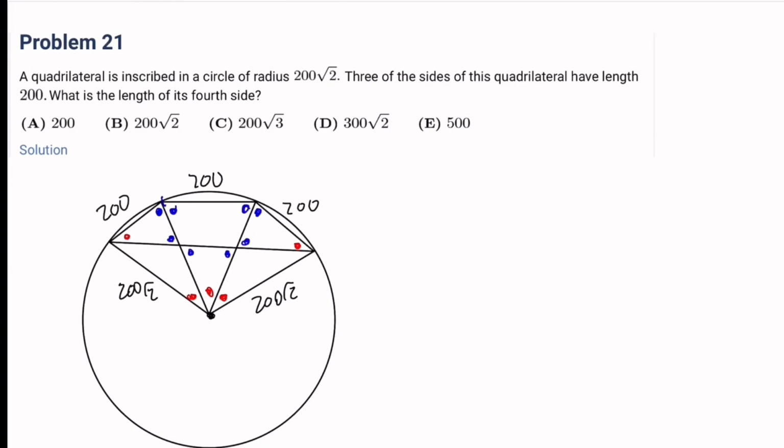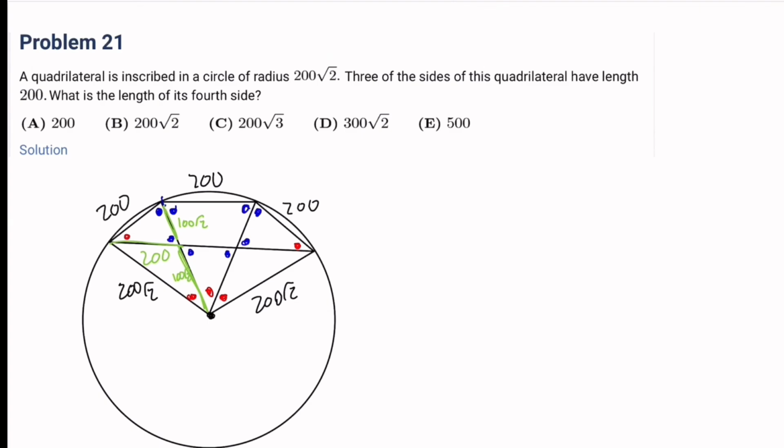And since the length ratio is 200 root 2, 200 root 2, 200, that's going to be a ratio of 1 to root 2 to root 2. So same thing, 1 to root 2 to root 2. If this is root 2, then this is also going to be 200, right? So we know that this is 200, and that's going to be 200 times 1 over root 2, which is 100 root 2. And since this thing is 200 root 2, and this much is 100 root 2, that means this much is equal to 100 root 2.